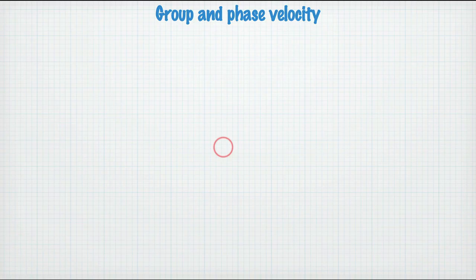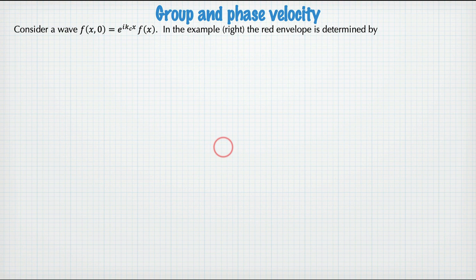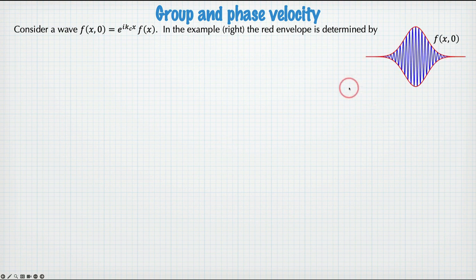So let's go ahead now and find expressions for the group and phase velocity. So we're going to have a wave that looks like this. We've got an envelope in red here and the ripples underneath. The ripples are sometimes known as the carrier frequency, so that's like the center frequency of the wave. And the envelope is some finite shape in space and also in frequency.